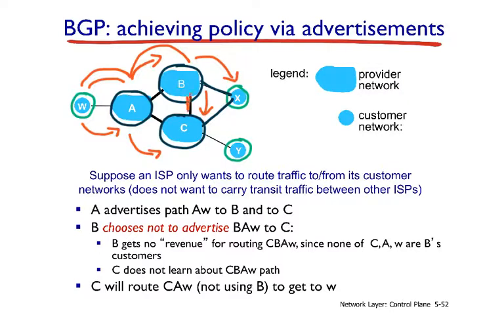So B and C are both provider networks. They are competitors, so they don't give the other information about itself. They don't want to share resources to benefit the competitor.